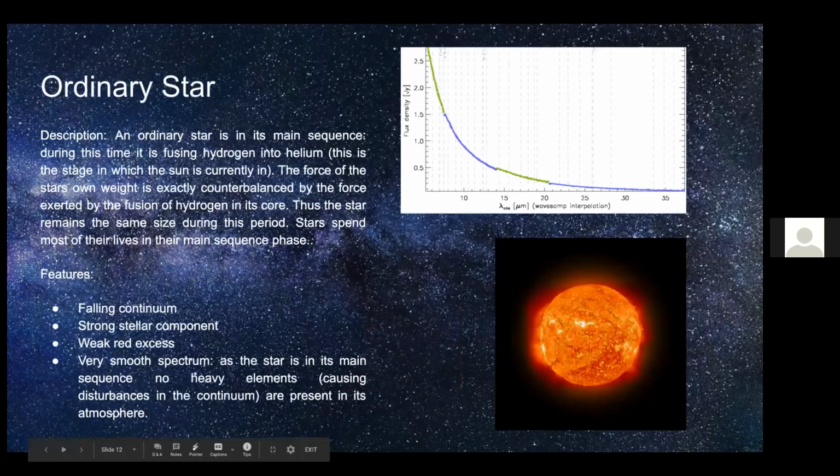This is an example of an ordinary star, which means it is in its main sequence. It is currently fusing hydrogen into helium, and its weight is balanced by the force exerted by fusion. The star remains at the same size during the main sequence, which is also the longest part of the star's life. Some features of this star are a strong stellar component, a falling continuum, and a weak red excess.